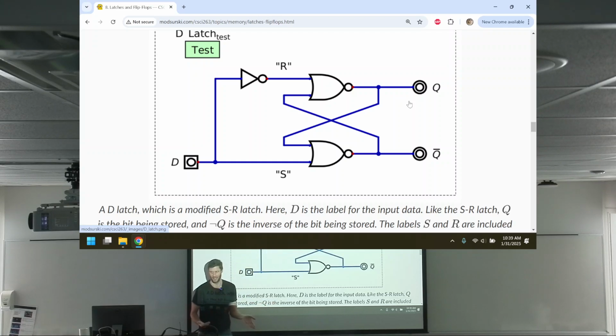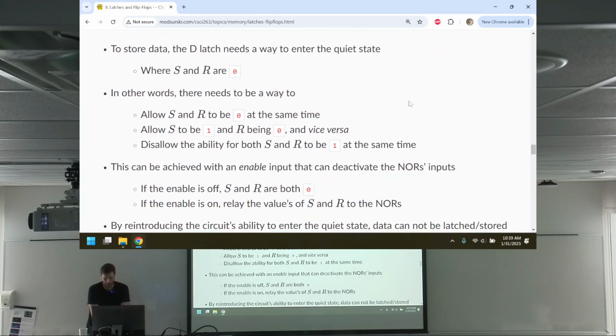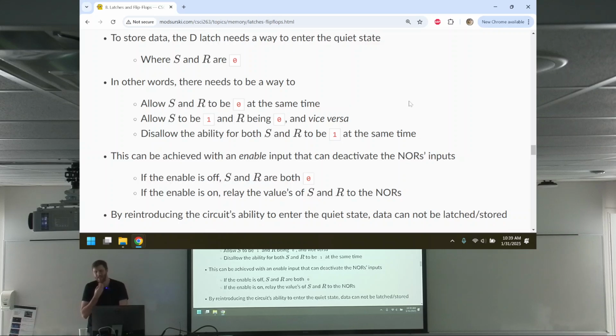I'm not storing anything. So I need a way to have it go back to its quiet state, where I can set it and then forget what this is, and that doesn't change. That's what I want. Is my objective clear? So how do I do this? We just add an enable, another toggle. In other words, there needs to be a way to allow S and R to be 0 at the same time, allow S to be 1 and R being 0 or vice versa, and disallow both being 1, going back to what we really want.